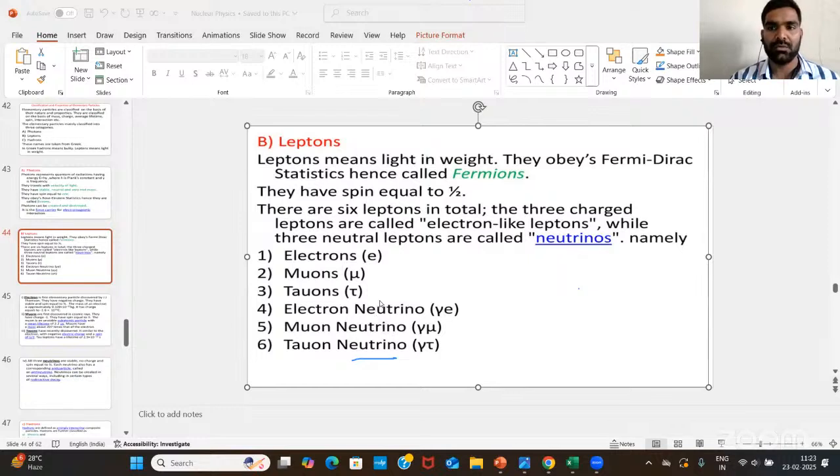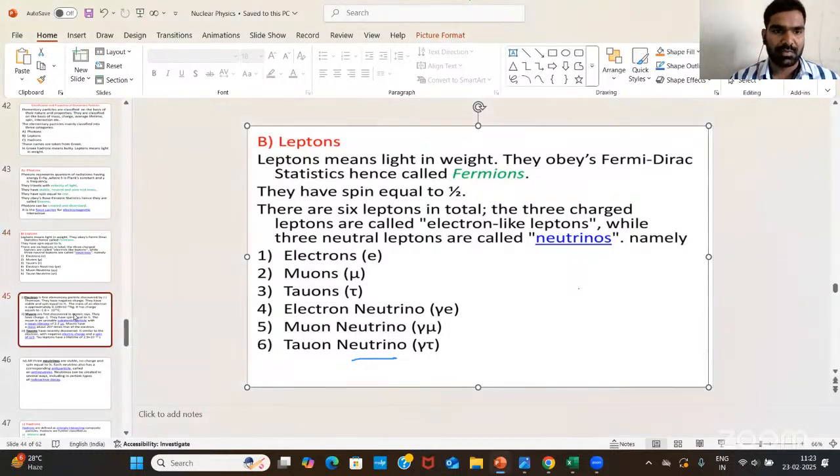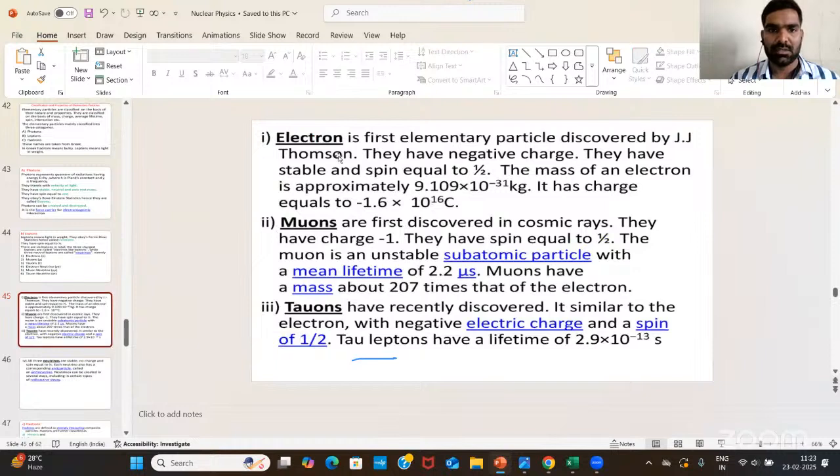Next, let's see about these electrons, muons and tauons. The electron is the first elementary particle, discovered by J.J. Thomson.